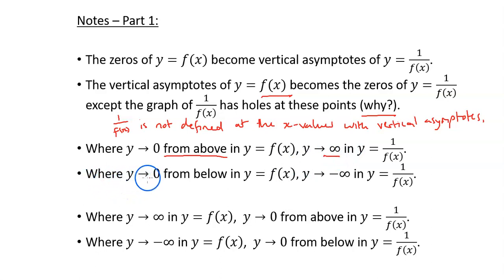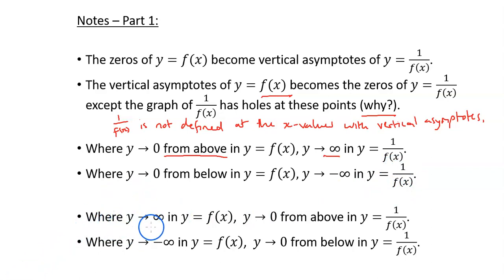Meanwhile, where y tends towards 0 from below, so negative, in y equals f of x, then y tends towards negative infinity, because 1 over f of x is still growing bigger in modulus, but all the values are negative. So y equals 1 divided by f of x is tending towards negative infinity.